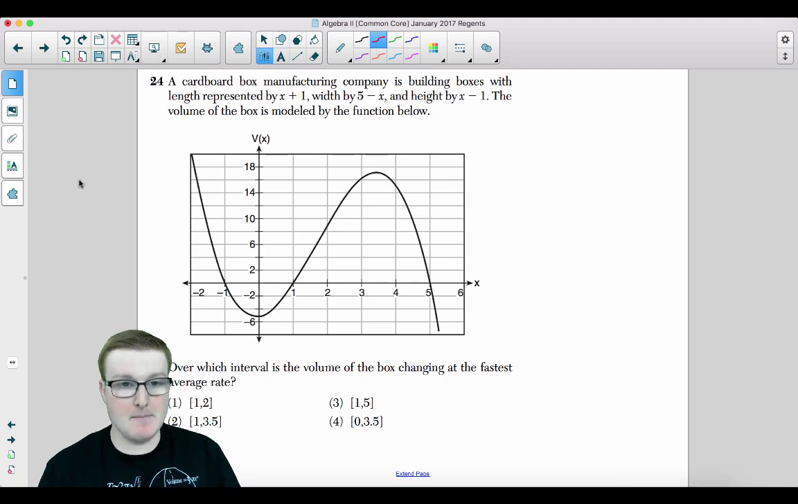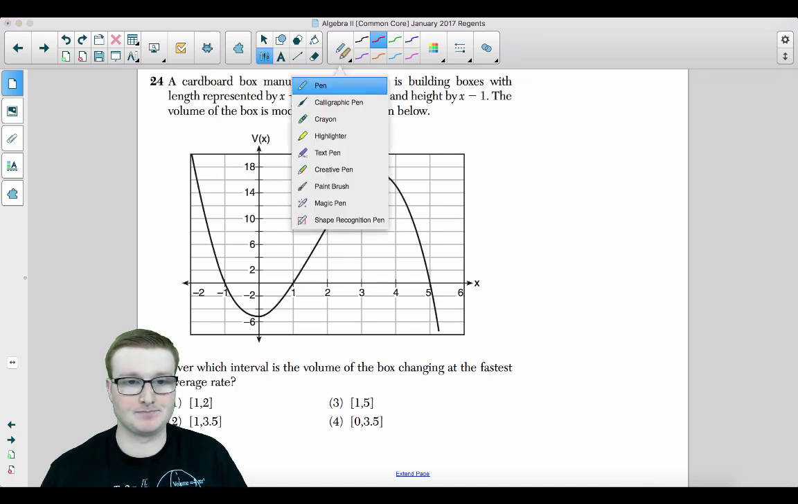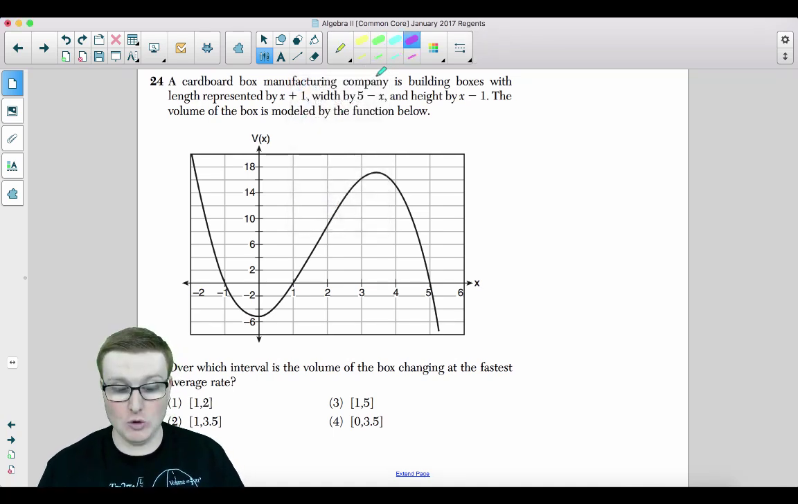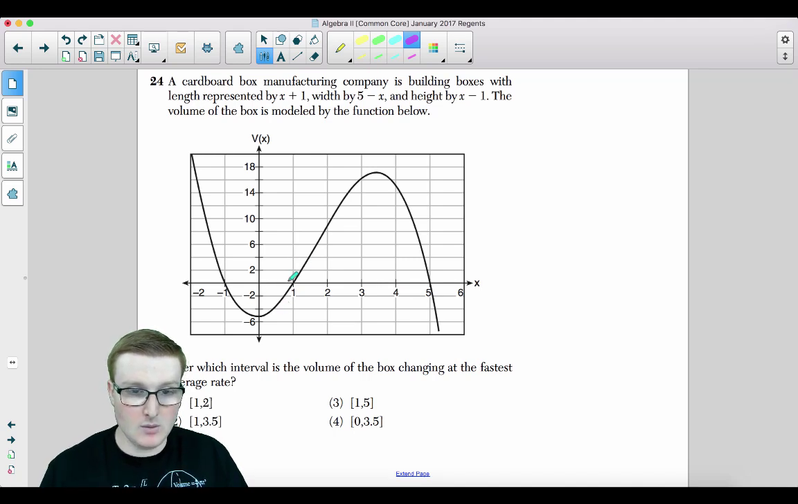A cardboard box manufacturing company is building boxes with length represented by x plus 1, with the width of 5 minus x, and the height of x minus 1. The volume of the boxes is modeled in the function below. Over which interval is the volume of the box changing at the fastest average rate? So again, where the slope is the steepest. We have from 1 to 2. We have from 1 to 3.5.